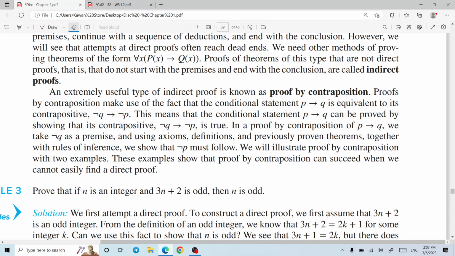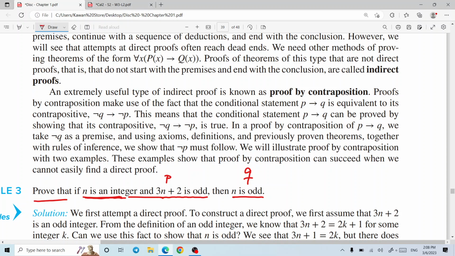Now we are going to prove that if n is an integer and 3n plus 2 is odd, then n is odd. The important thing here is P: 3n plus 2 is odd. Then we show Q: n is odd. Understood? It is important to select which one is P and which one is Q.